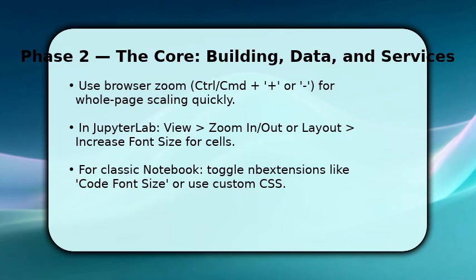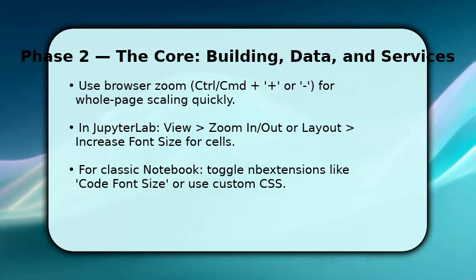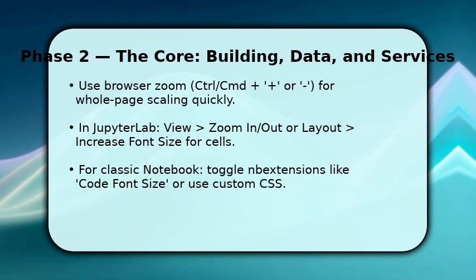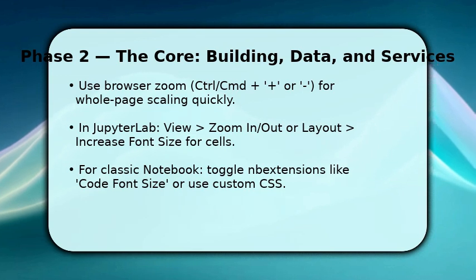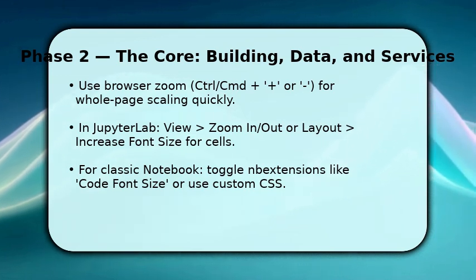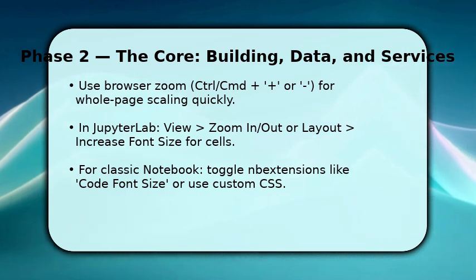Now you change zoom where it matters. Use browser shortcuts, Control or Cmd with plus/minus for instant whole-page scaling, which affects toolbars and cells equally. In JupyterLab, navigate to View to zoom in/out or adjust font sizes via settings. This modifies editor, output, and menus consistently.